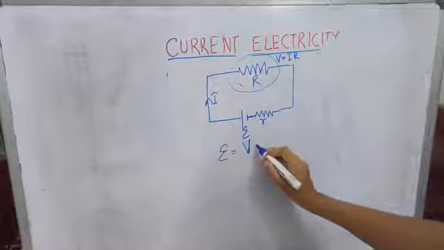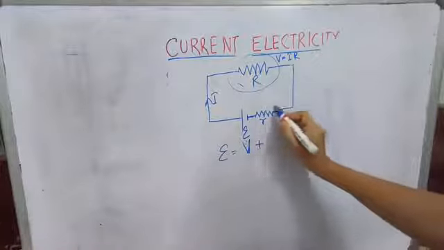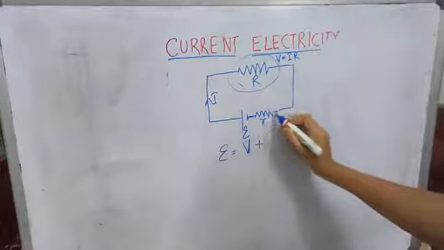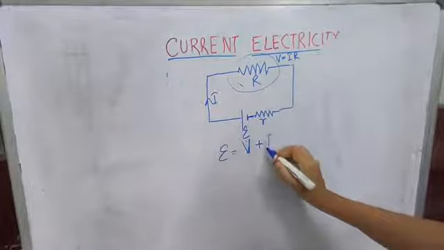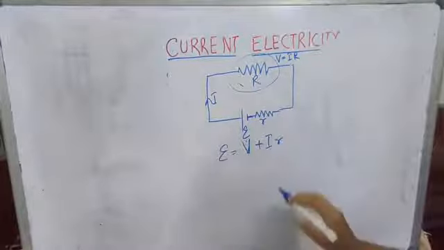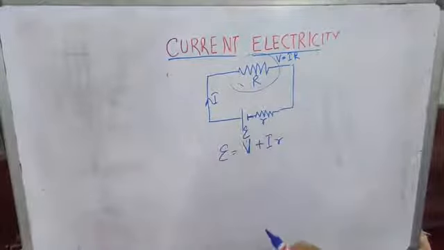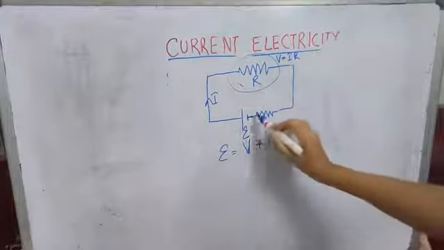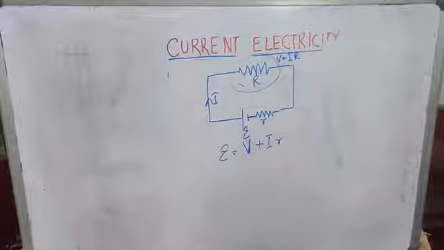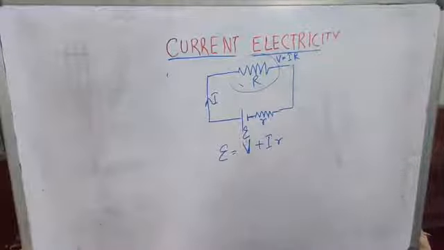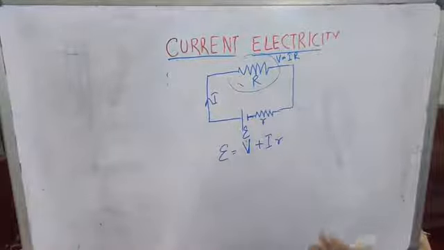This is V, and to overcome the internal resistance, the drop across the internal resistance will be I into small r. So when the battery is operating, we cannot measure the EMF of a cell. We can measure the EMF of a cell if the cell is not operating. Then how can we measure? If the cell is not operating, how can you measure?